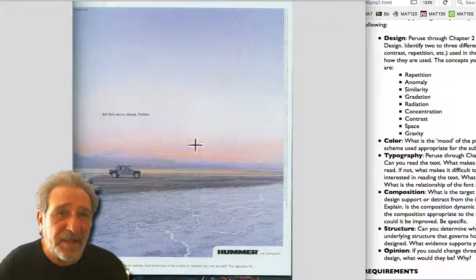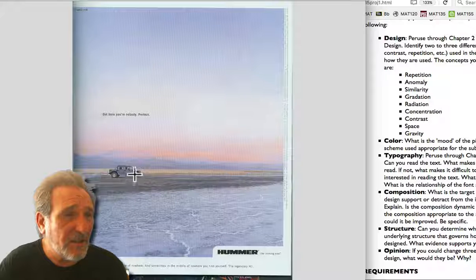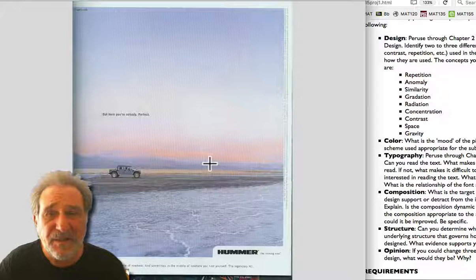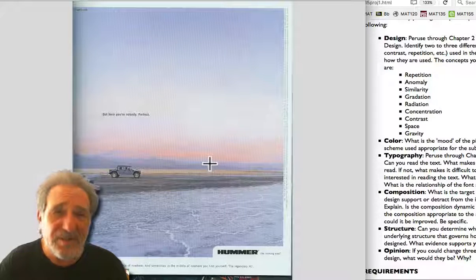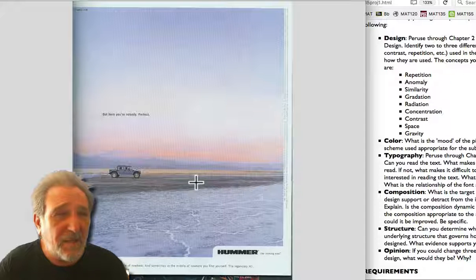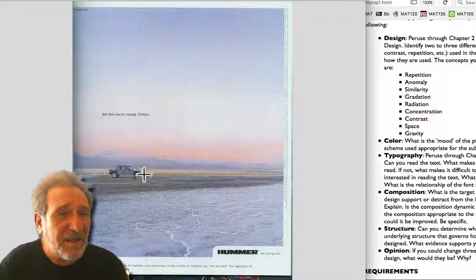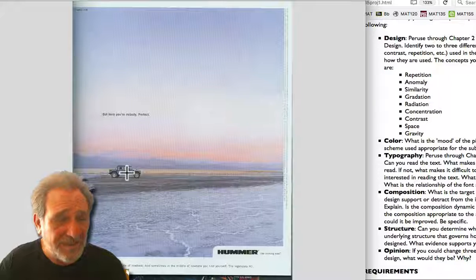Anything else going on here? I don't know. You could say there's a little bit of an anomaly going on because of the structure, the mechanical nature of the beast, and the organic nature of the environment. It's definitely a sense of space because it's got a lot of depth going on there, and this thing is definitely at the point where it's receding, although it's not quite there yet. So it's a strong sense of space on that.